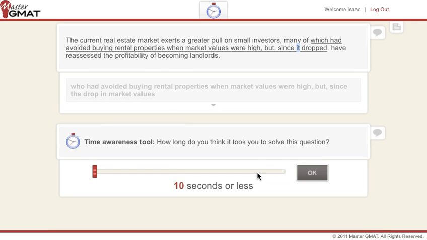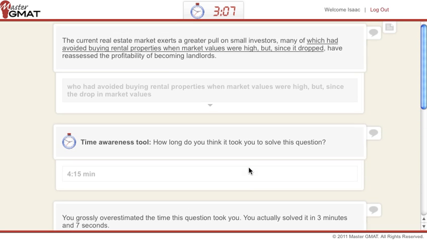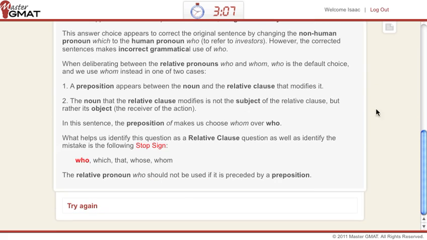Well, if we click on this, we think it's B. Take a look. We have our time awareness tool. Makes us super aware of how long it's taking us per question. In our little explanations, we see right away that whom is used in two cases. When a preposition appears between the noun and the relative clause that modifies it, and when the noun that the relative clause modifies is not the subject but rather the object or receiver of the action. And in this case, as we see, the who had avoided is preceded by the preposition. Therefore, it shouldn't be who, it should be whom. So that's another stop sign we have right over here.